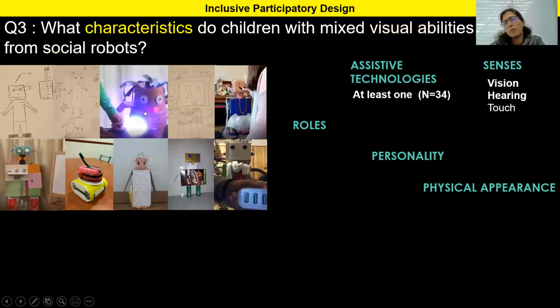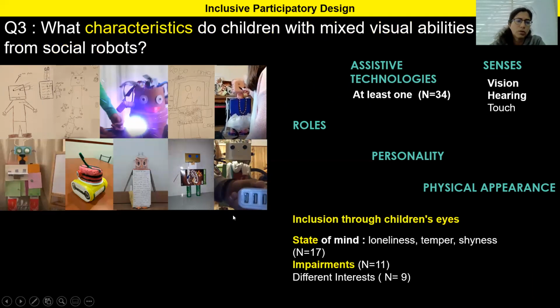What we found out from the characteristics of the robots, we had different robots. All of them had at least one assistive technology with different components, multiple senses, personality. They were often outgoing with similar interests and with physical presence. One thing that we wanted to add is that inclusion through children's eyes is more related to their state of mind and only secondarily to impairments.